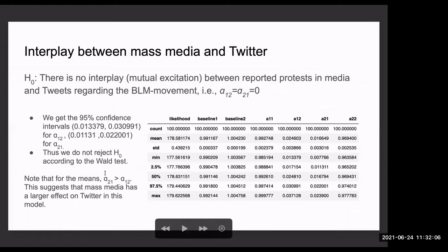It is also worth noting that in general alpha 2,1 is bigger than alpha 1,2, and this suggests that mass media actually has a larger impact on what is happening on Twitter than vice versa. We shouldn't draw any big conclusions from this, but it is interesting to point out.